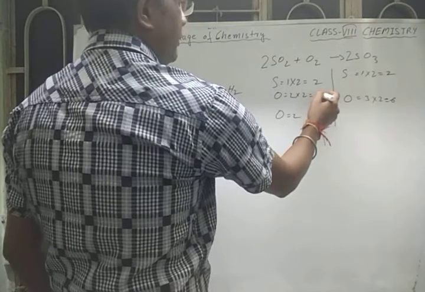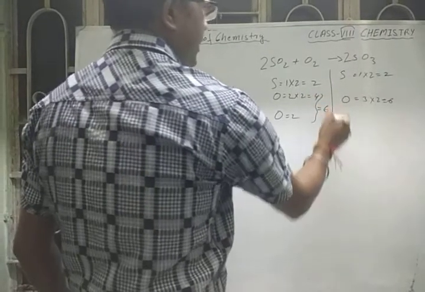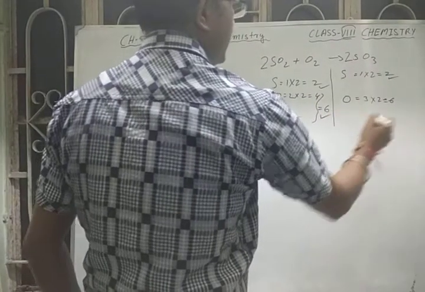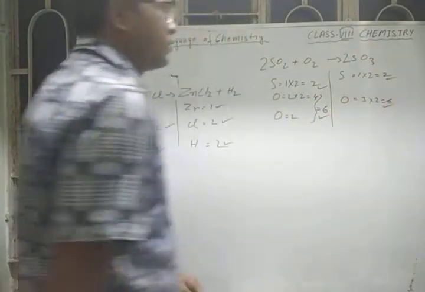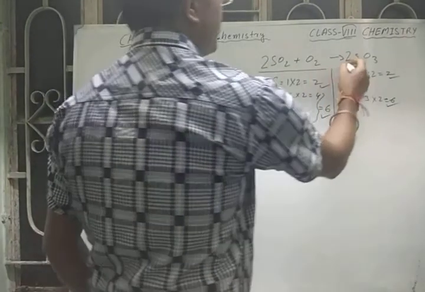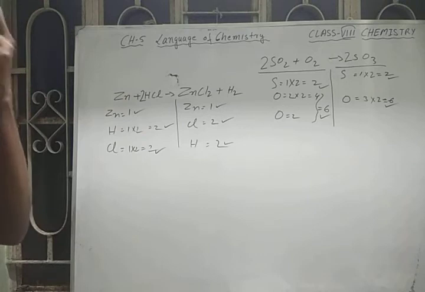Now you can see this 4 and 2 makes a 6. Now sulfur is 2, sulfur is 2, here oxygen is 6, here oxygen is 6. So now it is a balanced chemical equation. 2SO2 plus O2 gives 2SO3. Now it is a balanced chemical equation.